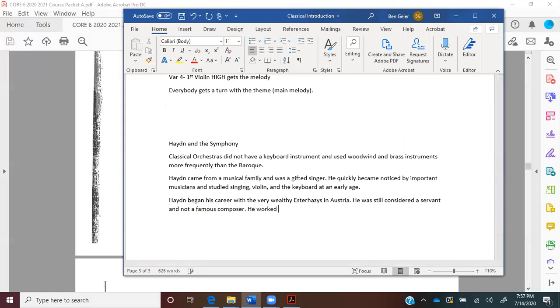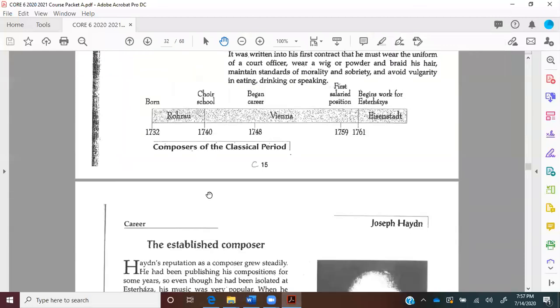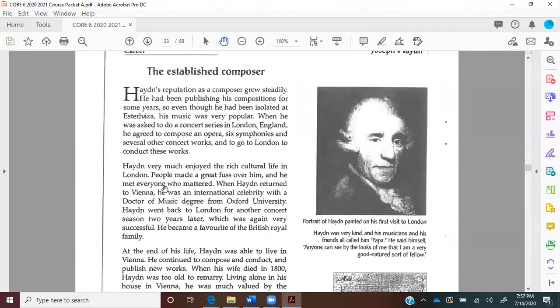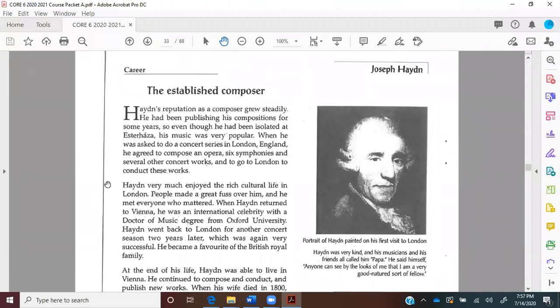He worked under this family for the bulk of his career. The established composer. Okay, now we're talking.